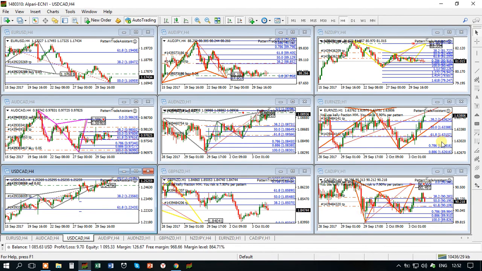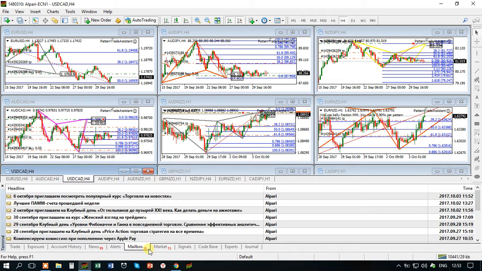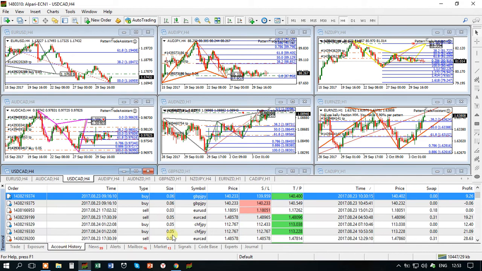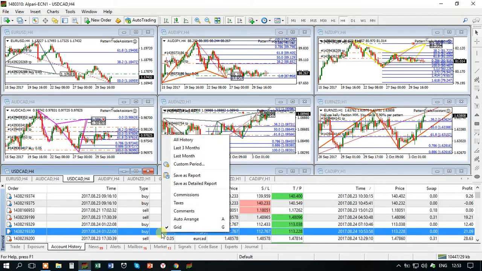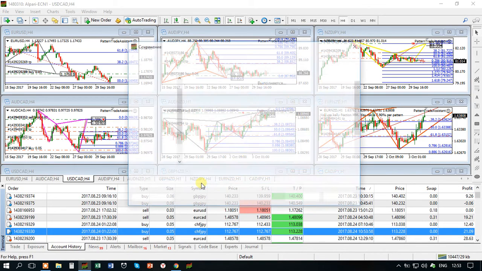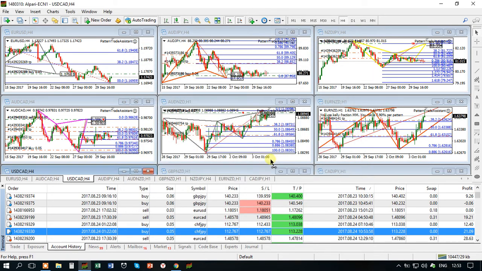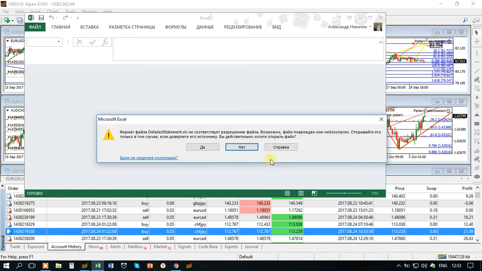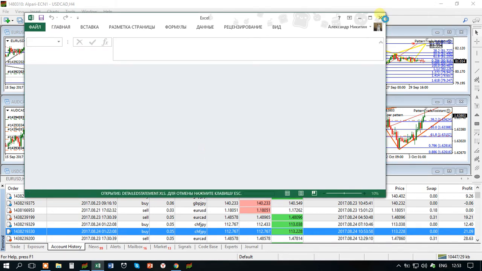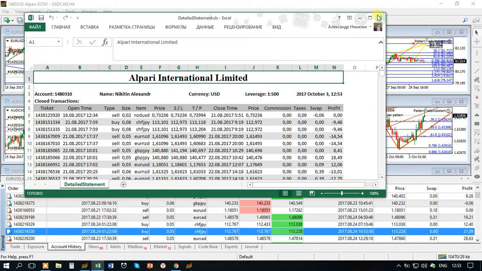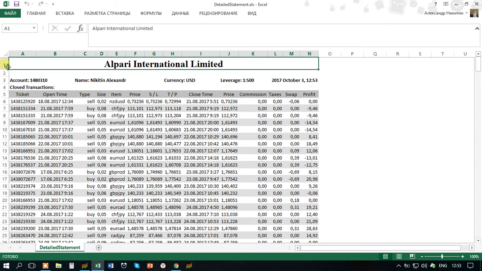Okay, so let me then switch to trading results. Let me go to account history and let me save it as a detailed report. I am to use XLS format to open it in Excel, and today I will calculate it a bit differently than I was previously calculating. So I will show you the formulas that I use for my calculations.